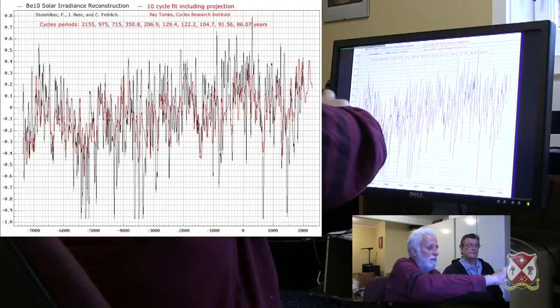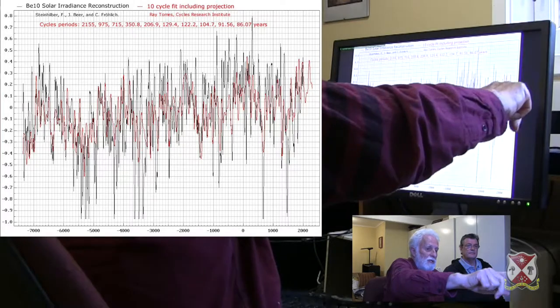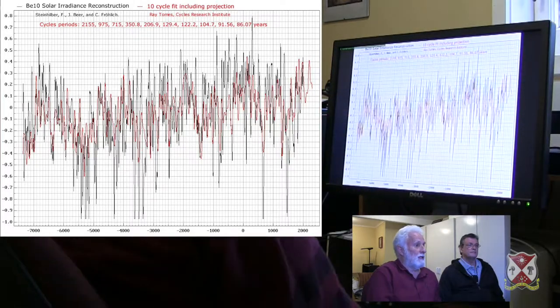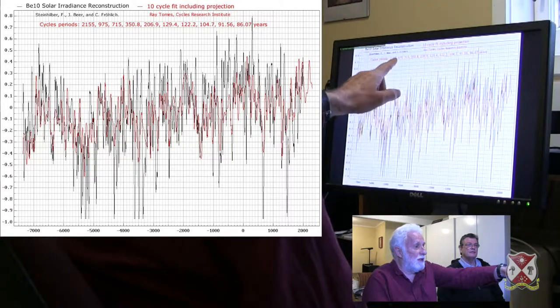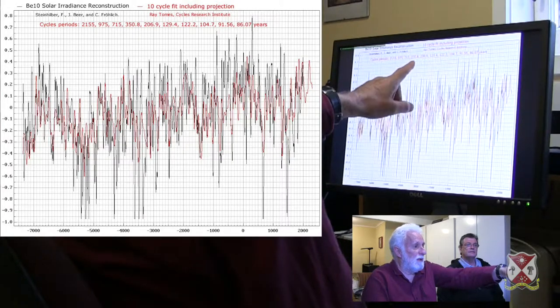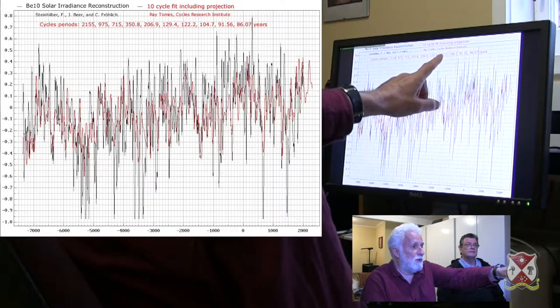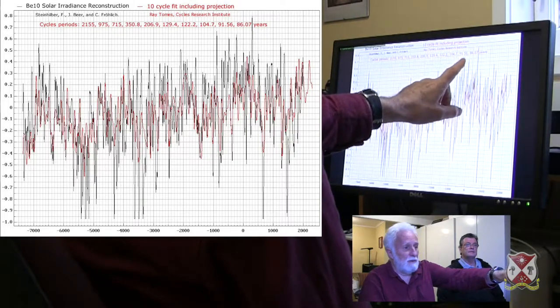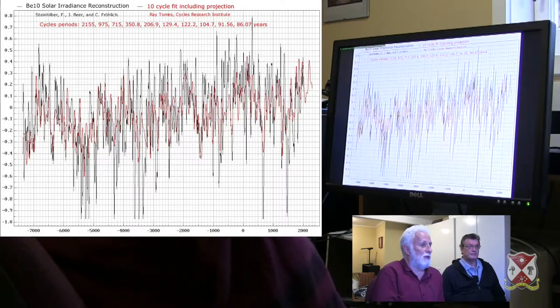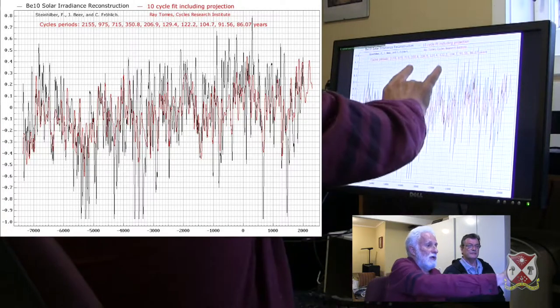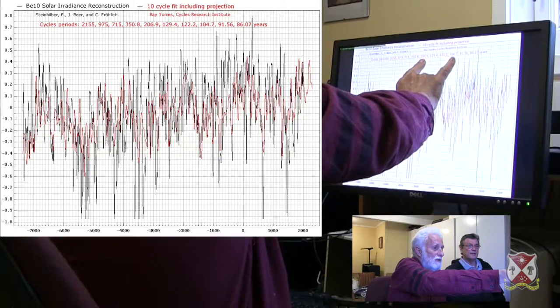Yes. To give the best fit over this period, and then there's a little bit of projection on the end there. So what we've got here is cycles of 2,155 years, 975, 715, about 351, about 207, 129, 122, 105, 91.5, 86. Now, I've mentioned several times a 208 and a 104-year cycle. So we've got those there, very close to those.